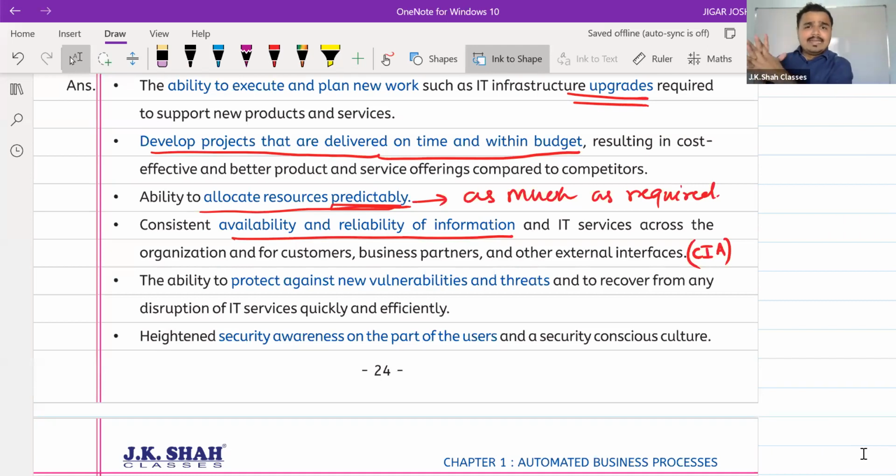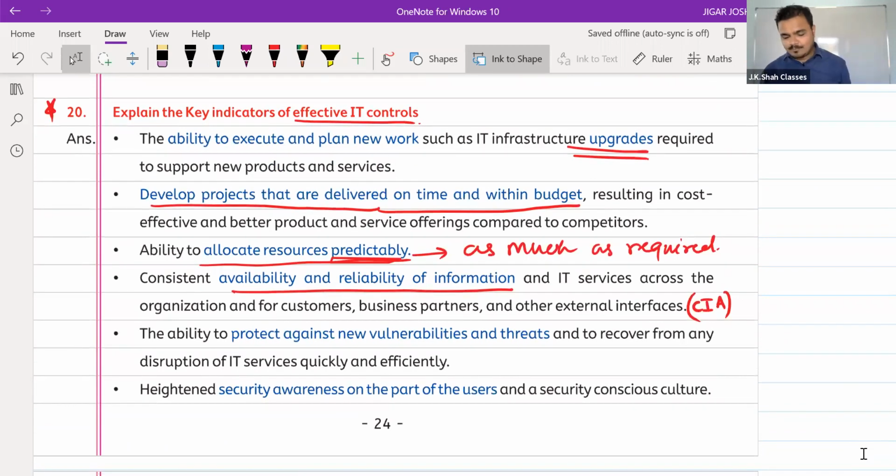Next one, my dear charters. I am keeping my antivirus up to date. I'm keeping my firewall up to date. I'm keeping my entire security system up to date. Can I get protection against the new vulnerabilities and new types of threats also? Yes, sir. If you are staying updated every time, then definitely all risk will be reduced to a great extent. Yes, yeah, no? Again, this is the indicator of what? Best IT control.